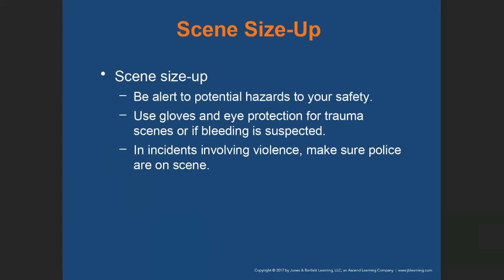Identify the mechanism of injury or nature of illness, how many patients you have, and whether or not additional resources are required. Based on a significant MOI, you might want to consider the possibility of spinal complications. So be alert to potential hazards to your safety. Use gloves and eye protection for trauma scenes or if bleeding is suspected. In incidents involving violence, make sure police are on scene.